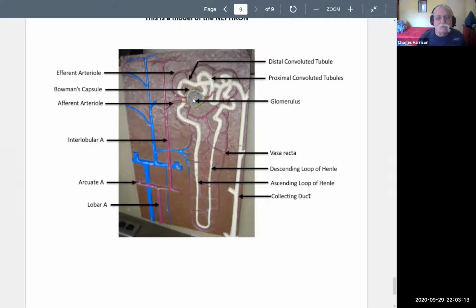The pressure develops inside of there, forces plasma into the proximal convoluted tubule. Down the descending loop of Henle, where all the dialysis occurs. The loop of Henle, the ascending loop of Henle, and then the distal convoluted tubule, not quite as convoluted, going across and reaching a collecting duct.